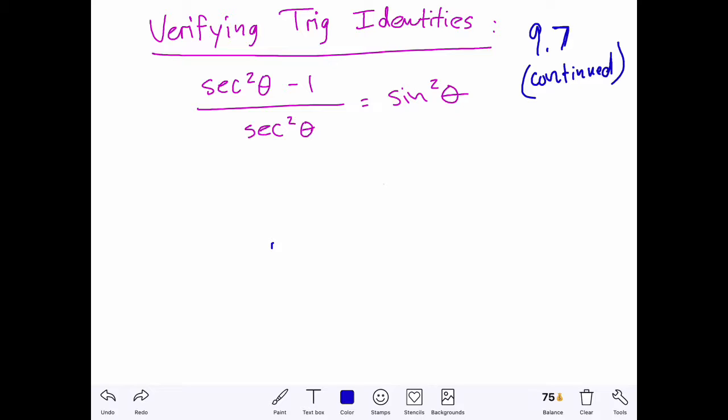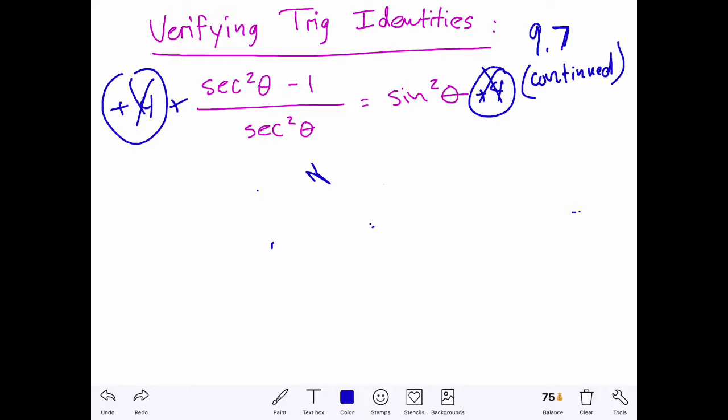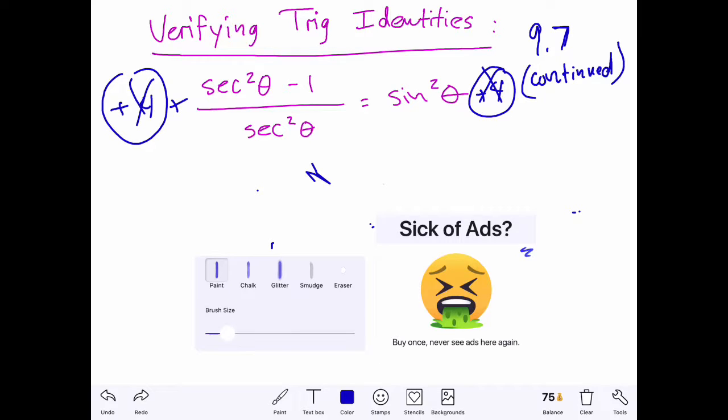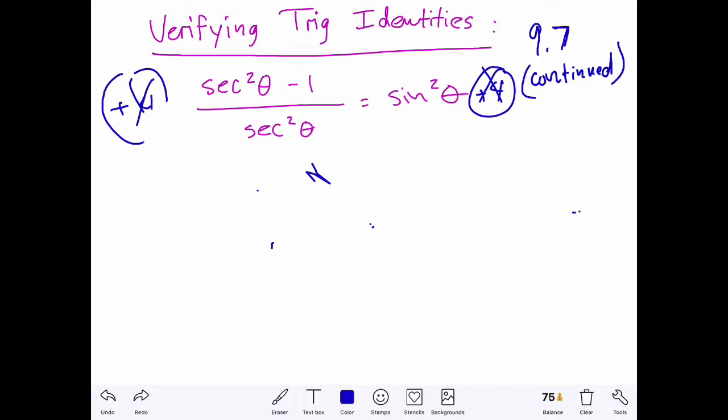Now, one thing we can't introduce is properties of equality. I couldn't just add 4 over here, or do the same over there. That's a no-go. We can't just add stuff in there, okay? But we can use our other algebra skills to take what's on the left side and make it look like what's on the right side.